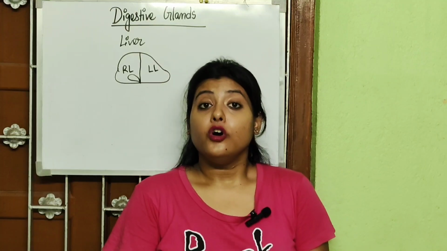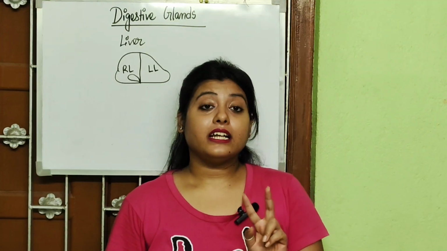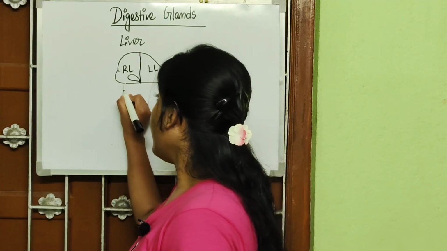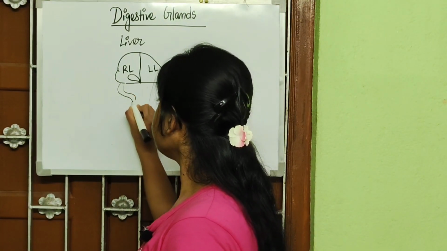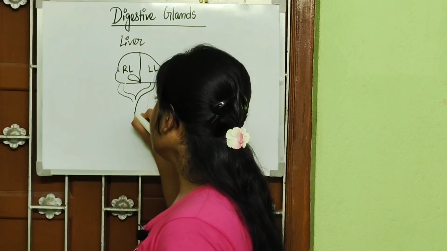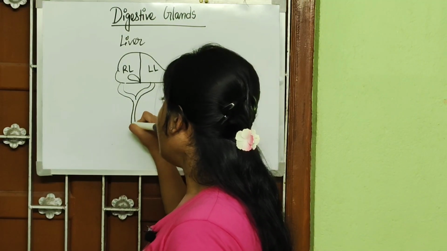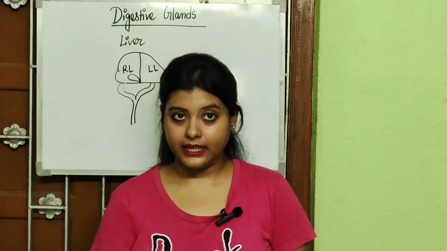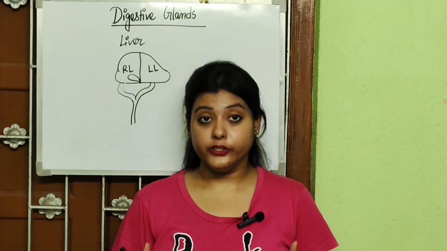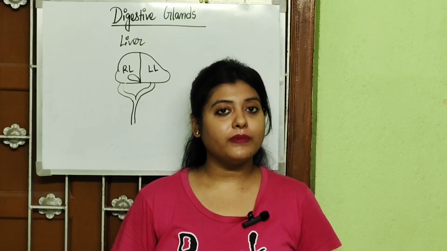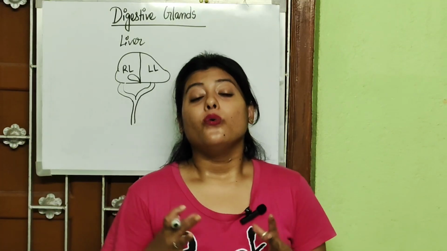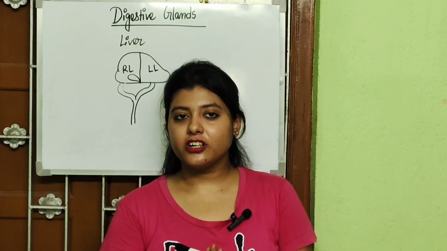Okay. Now from the liver, two ducts form. One is the right bile duct, another one is the left bile duct, and both of the ducts join together and form the common bile duct. So why is it called the bile duct? Because the liver secretes bile juice. And what is the function of the bile juice? The function of the bile juice is the emulsification of fat. What is the meaning of the emulsification of fat?